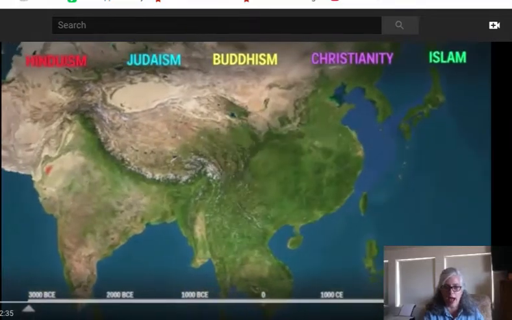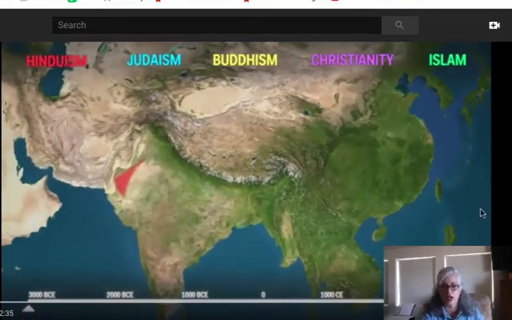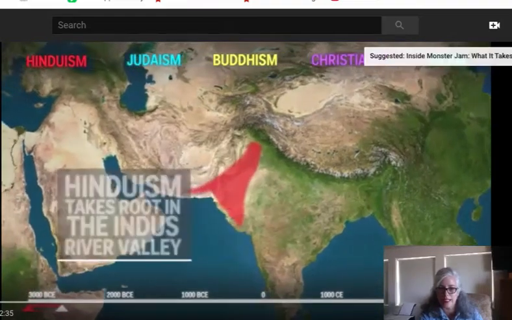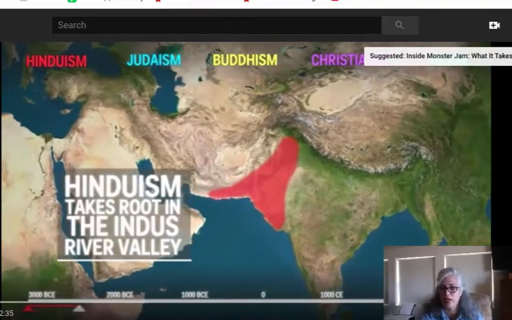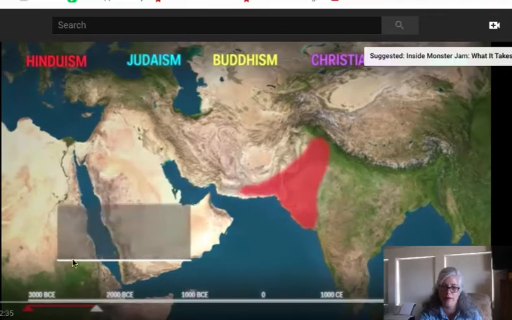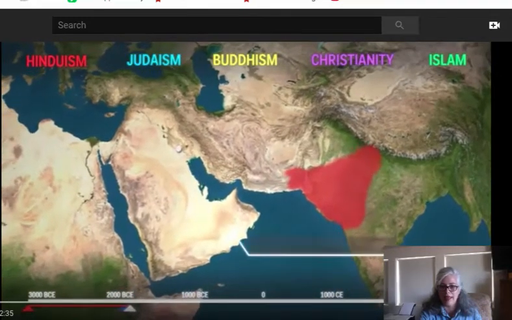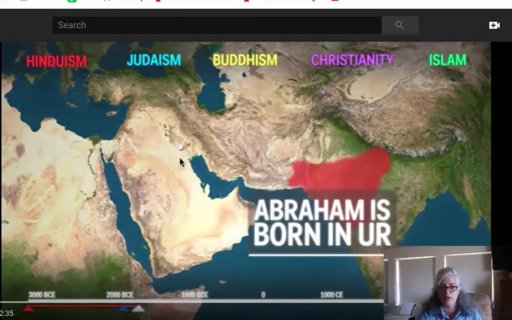So here's our world map. There's our religions, color-coded, and we see that Hinduism is the oldest religion. It goes back to at least 300 BCE, or 300 BC, before Common Era. The Indus River Valley. And now, here's a significant one. You see this dot that's placed right here? That is a town or a city-state called Ur, U-R. Ur is the place where Abraham was born.